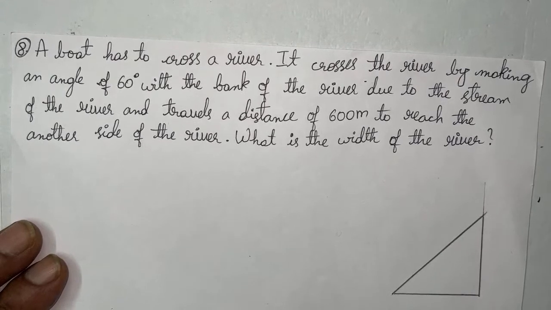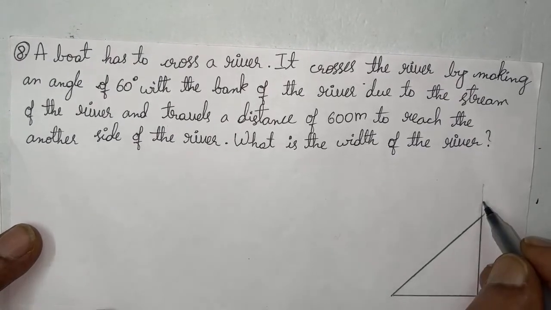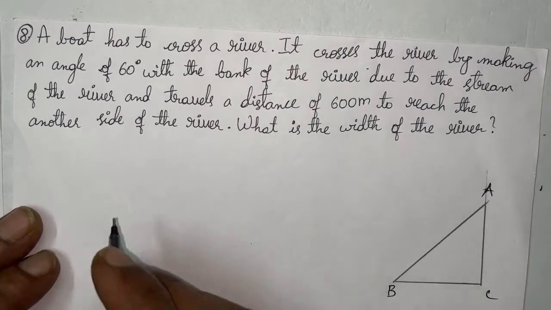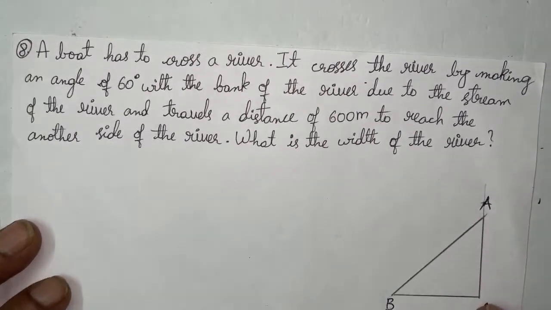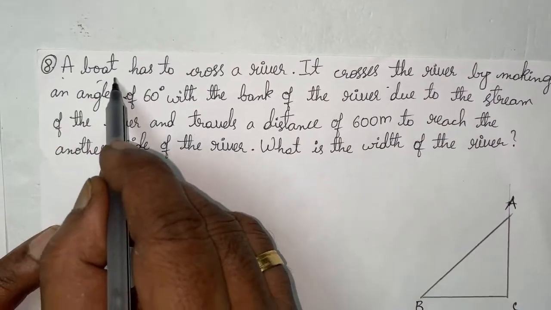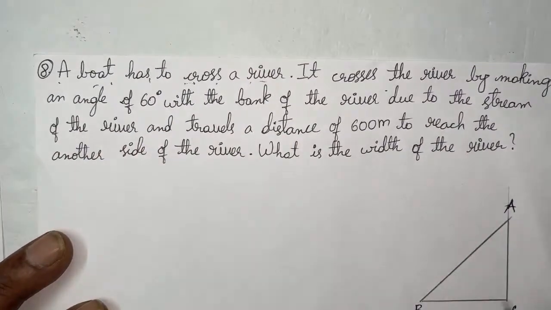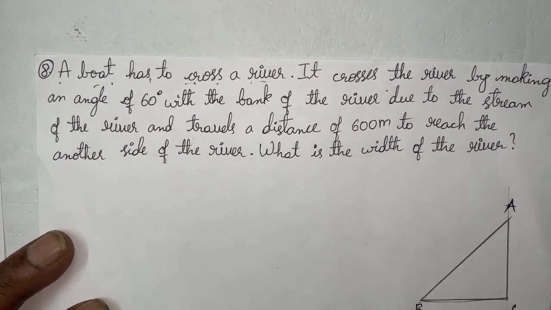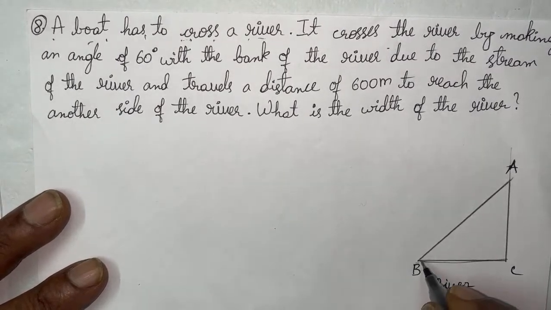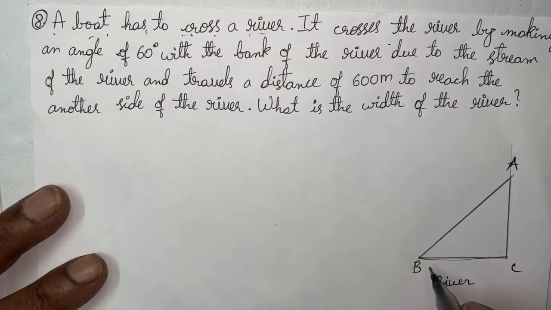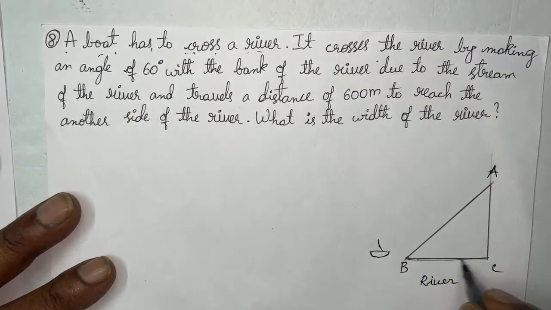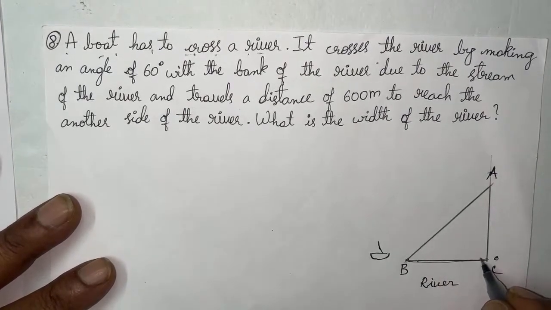And here, this is a very, very interesting one. I will put certain names for this triangle: A, B, and C. I am keeping the names because the explanation is very important for this sum. Here, a boat has to cross a river. The river is BC. The boat should start from this place, and it has to reach the other end, the point C.